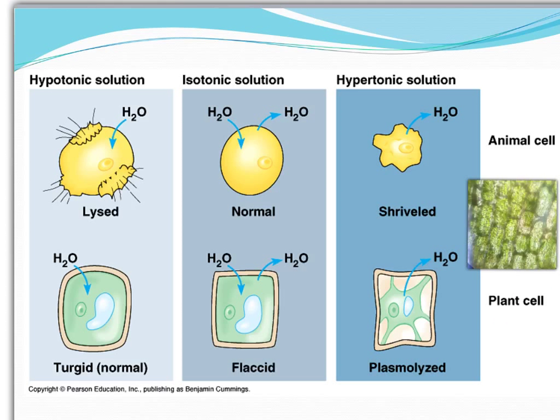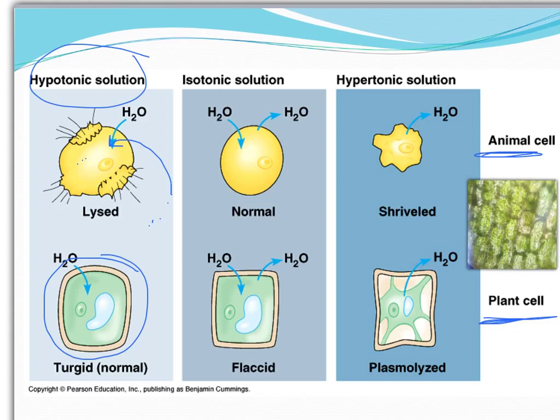Alright, so here we are comparing an animal cell on the top to a plant cell on the bottom. What happens when it's placed in a hypotonic solution? When an animal cell is placed in a hypotonic solution, that means there's less water inside the cell, more water outside the cell. So water is going to go inside the cell and it will cause an animal cell to burst. Since a plant cell has this cell wall, it won't exactly burst, but it'll be really firm.